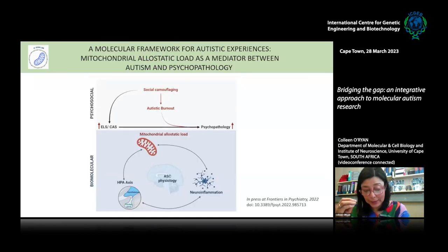And ultimately, what we posit in our paper is that one can indeed start thinking about a molecular framework for autistic experiences where mitochondrial allostatic load may well be the mediator between camouflaging and increased psychopathology. I'm not showing you this data, but it talks to a bidirectional interaction with the HPA axis and neuroinflammation, so we may well have found some sort of crosstalk between psychopathology and molecular biology. And this is in some ways addressing the questions of the autistic community, some real participatory research, and dealing with issues that are real and lifelong challenges for individuals on the spectrum.